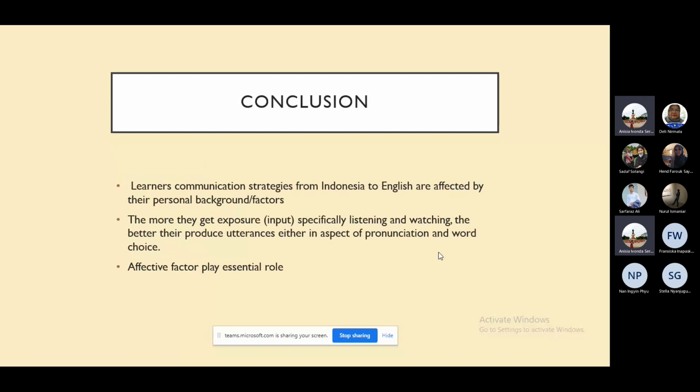So the conclusion, this is still temporary. Probably I will make the conclusion, discussion and other parts more efficient. So the conclusion over here: first, learners' communication strategies from Indonesian to English are affected by their personal background or factors. And second, the more exposure or input they get, specifically listening and possibly watching, the better they produce utterances, either in pronunciation or word choice. And also affective factors play an essential role, for example, self-confidence and motivation.